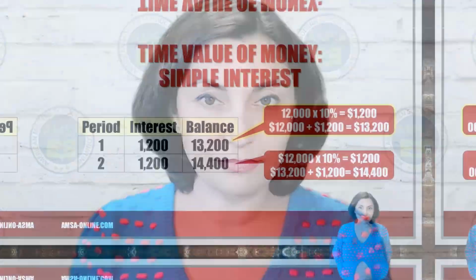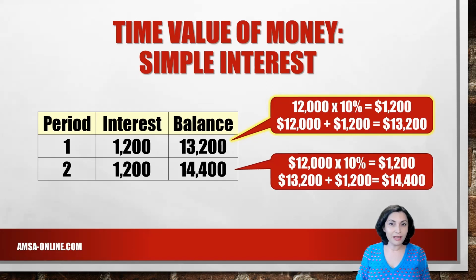Note that federal law requires the disclosure of interest rates on an annual basis, so the interest rate is always stated as an annual rate. If Hyde's deposit is $12,000 at 10%, the annual interest is computed as follows: $12,000, the principal, times 10%, the rate. The interest at the end of the first year is $1,200, and the balance at the end of the year will be $13,200. $1,200 interest plus $12,000, the principal.